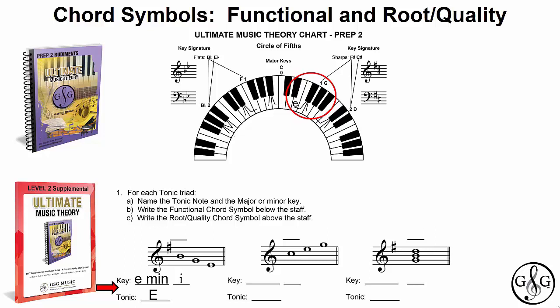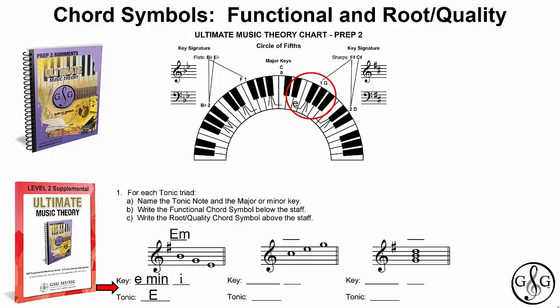Question number 1C, I should say. Write the root quality chord symbol above the staff. Now, an uppercase letter is used to identify the root in a root quality chord symbol, as the root is a letter name. An uppercase letter followed by a lowercase m indicates a minor triad. So here the root is E and the quality is m for minor. So that's Em.